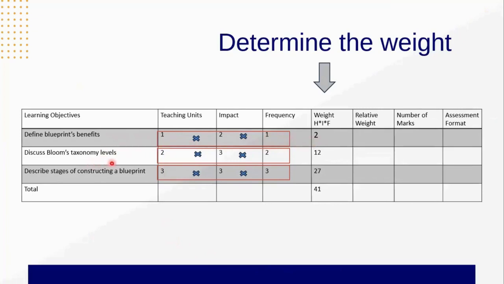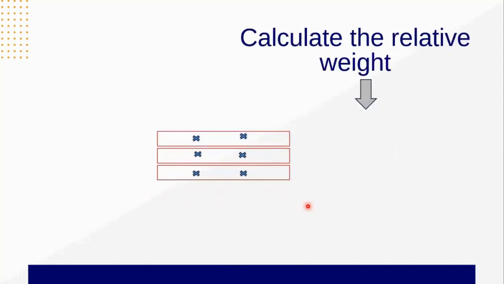Discussing Bloom's taxonomy level has 2 teaching units, times 3, the impact, times 2, the frequency, which equals 12, and this is the weight of this learning objective. Describe the stages of constructing a blueprint: 3 teaching units times 3 for the impact and 3 for the frequency equals 27. If we take the total, it is 41, the total weight of the learning objectives.